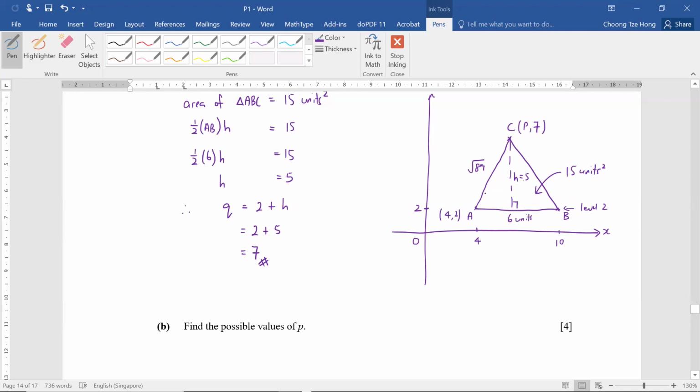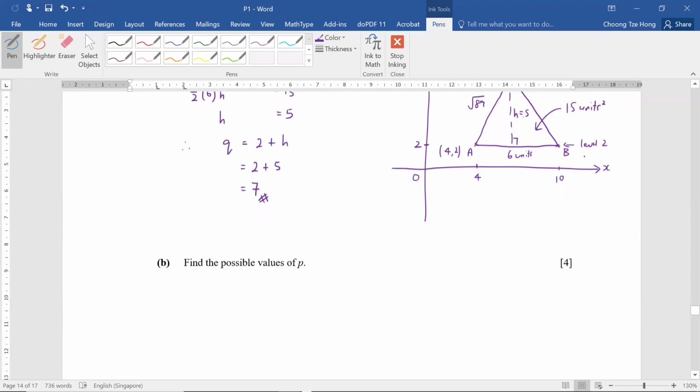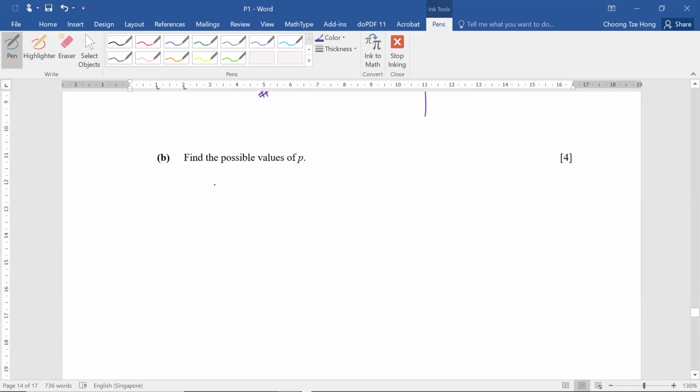So in other words, we can formulate another equation, right? The distance of AC, or the length of the line segment AC, is square root 89. We only have one unknown, so we just need one equation, and that should allow us to find the value of P. Right, so let's go ahead and do that. So AC equals square root of 89. If you recall the distance formula, the distance between 2 points or the length of a line segment.